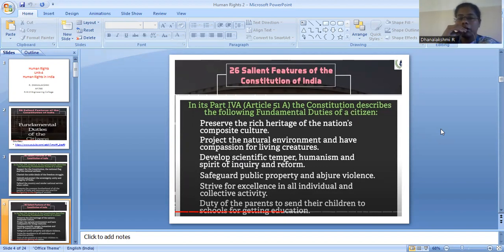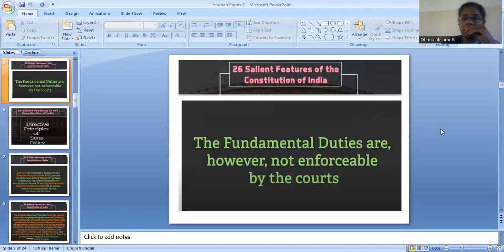So it is our duty to protect our natural environment and be compassionate to living creatures, to develop scientific temper, humanism, and the spirit of inquiry and reform, to safeguard public property, and abjure violence, not involving ourselves in any violent activities, and to strive for excellence in all individual and collective activity. And it is the duty of parents to send their children to school for getting education. So these are all the duties of an Indian citizen.